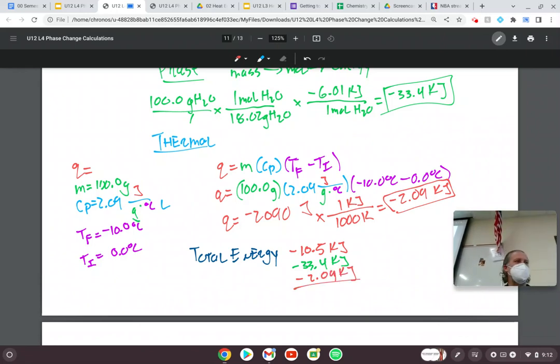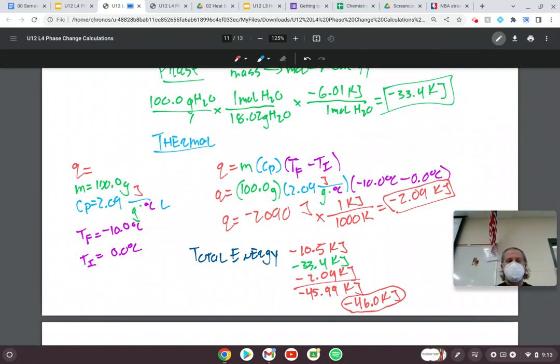So when we add all of those up, negative 10.5 plus negative 33.4 plus negative 2.09, we get something like negative 45.99 kilojoules, which with 3 sig figs, which is pretty much what we've been carrying all the way through, will end up being negative 46 kilojoules total. And so that's how we do a problem where you would do a thermal calculation, a phase calculation, and a thermal calculation.